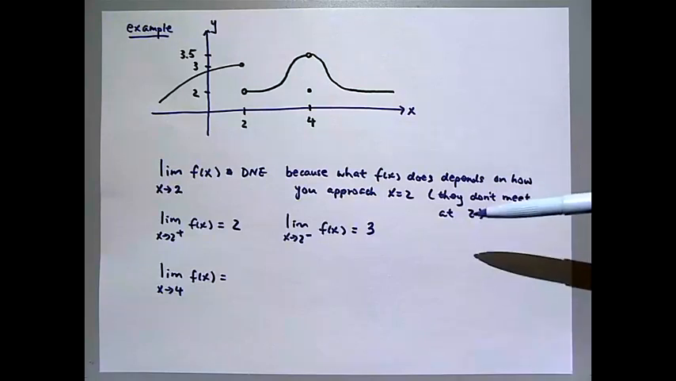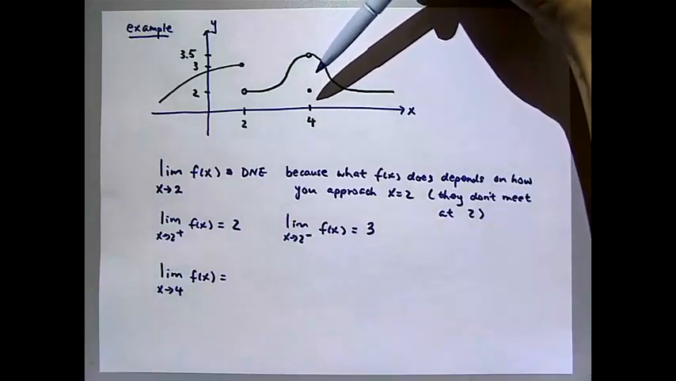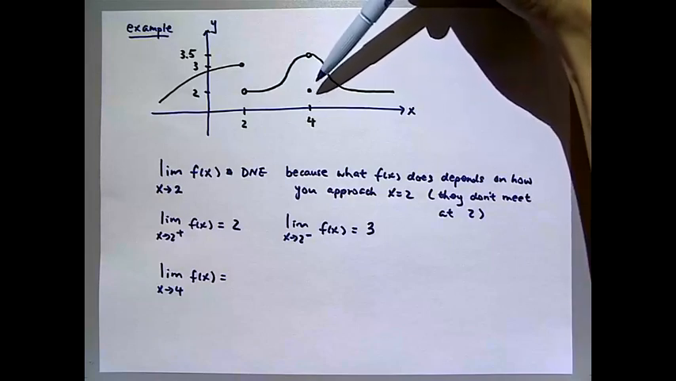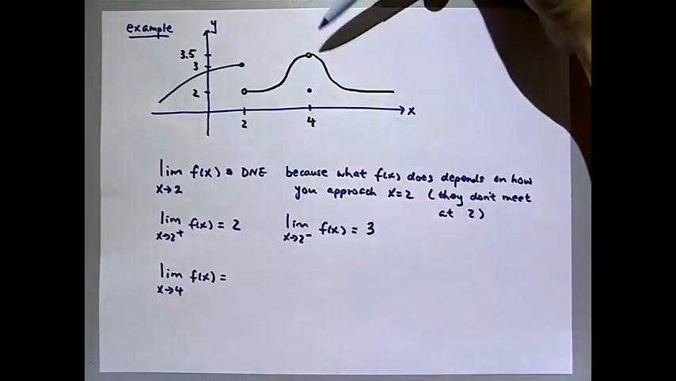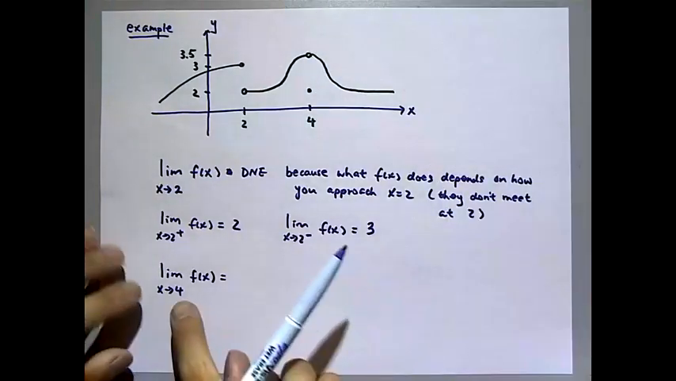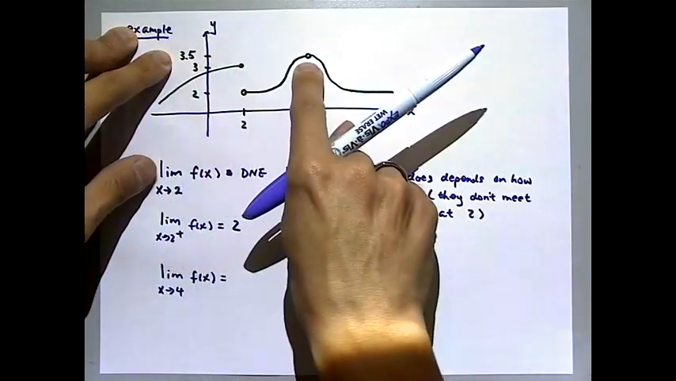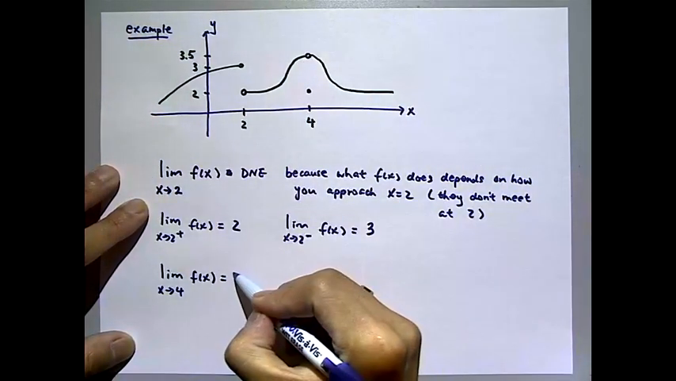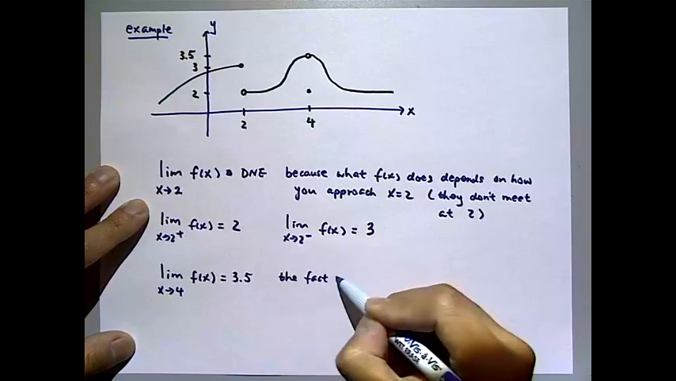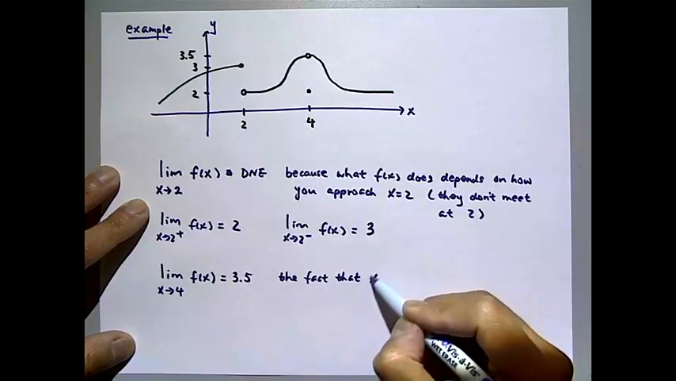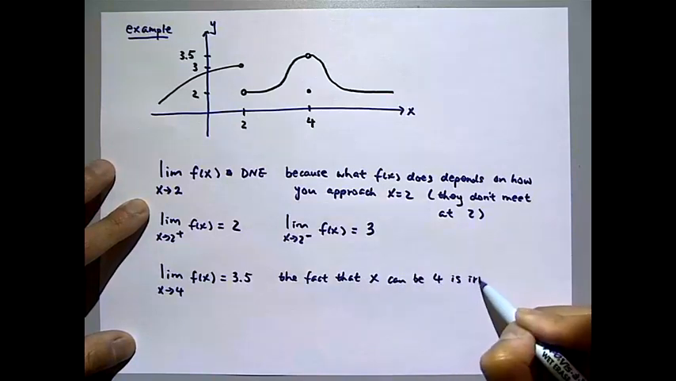Exactly, like we just talked about, we're not talking about being at exactly equal to 4. We're talking about getting close to 4. The fact that I could be at exactly x equal to 4 is completely irrelevant when it comes to limit. As I get closer and closer to 4 without being at 4, the y value gets closer and closer to 3.5. Okay? The fact that x can be 4 is irrelevant.